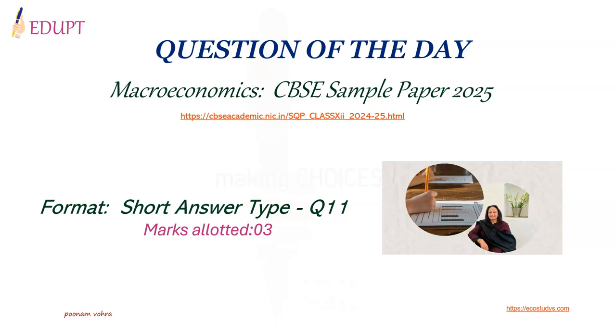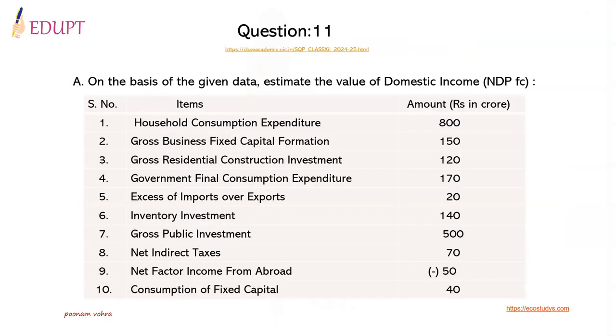So let's begin. Question 11. This question has a choice. First choice is about a numerical from the estimation of national income. I'll read out the question for you. On the basis of the given data, estimate the value of domestic income, that is NDP, at factor cost. Items and amount is given in crores of rupees.